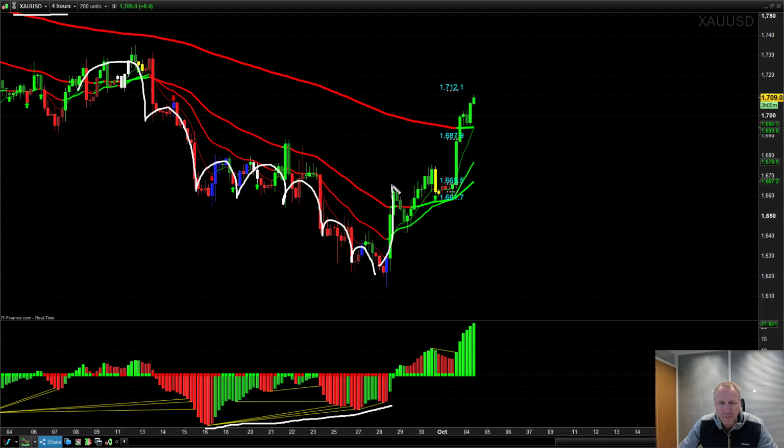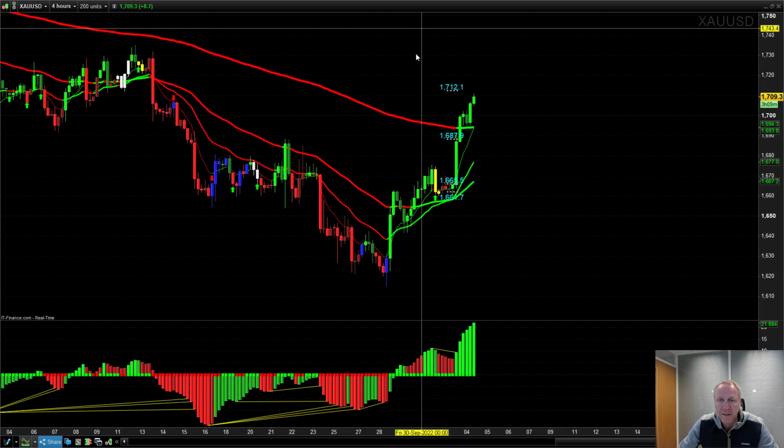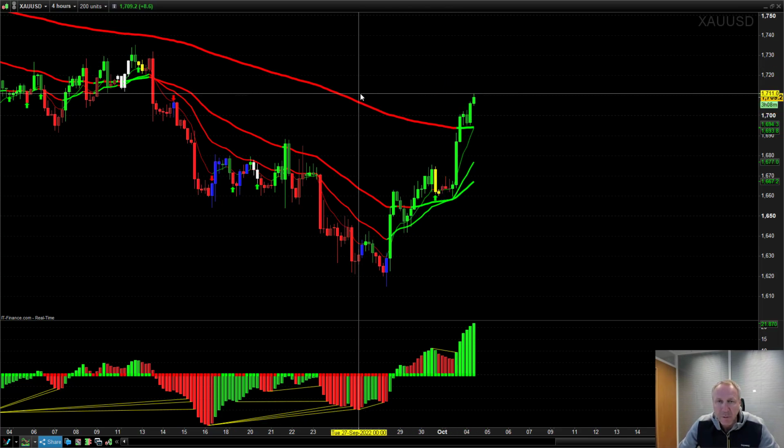We got the nice impulsive green pro-trend system long, pullback, long, pullback. Target's been hit, 1687. We're just coming into the next target here, which is the 1712 area, and we'll be banking those profits on that move.